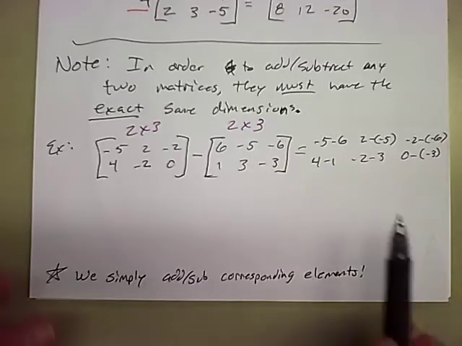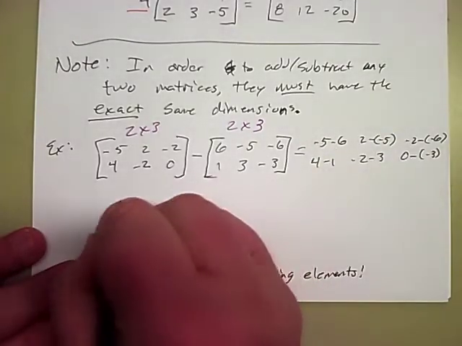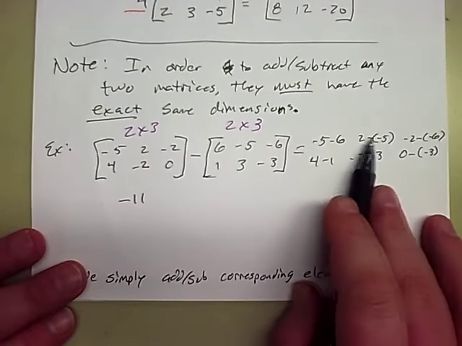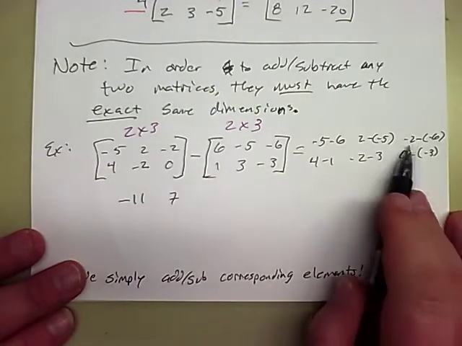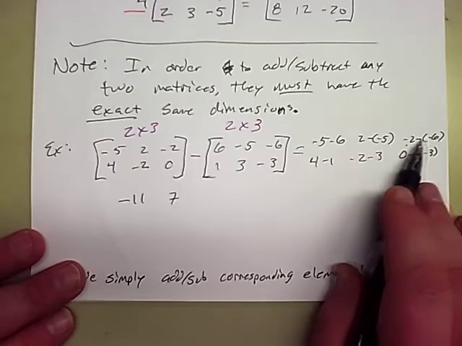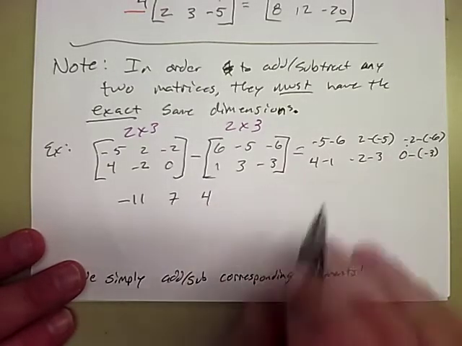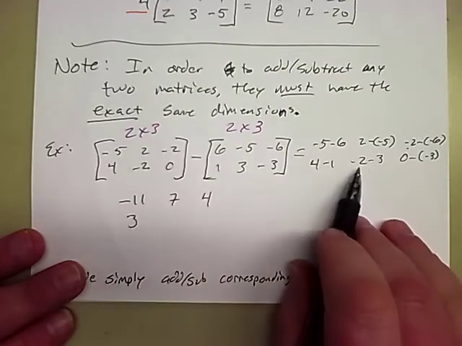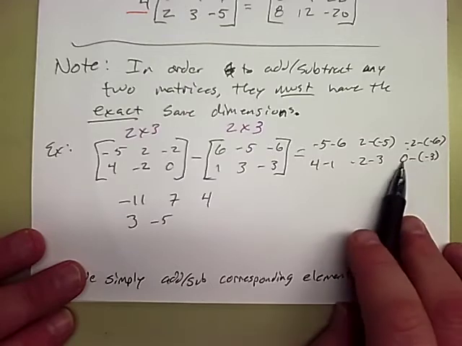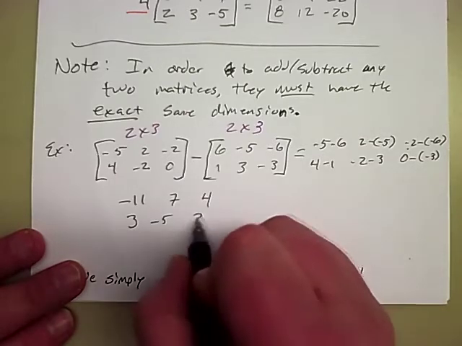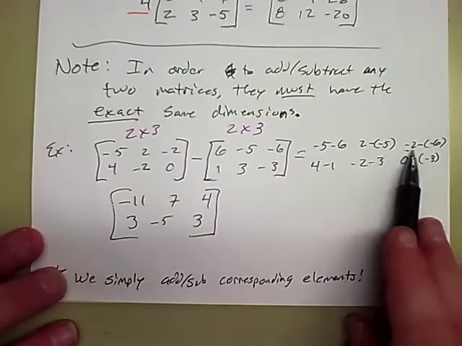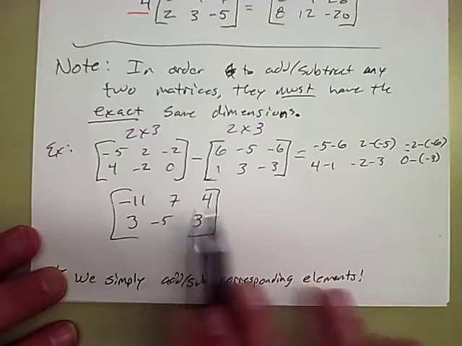Well, now I could go through and clean this up. Negative 5 minus 6 is negative 11. 2 minus a negative 5 is the same thing as saying 2 plus 5, and that would give us 7. Negative 2 minus a negative 6 is the same thing as negative 2 plus a positive 6, so that would give us 4. 4 minus 1 is 3. Negative 2 minus 3 is negative 5. And 0 minus a negative 3 is the same thing as saying 0 plus 3 to get 3. And notice how this middle step is really intended to make sure everything's nice and clean and done in the right order.